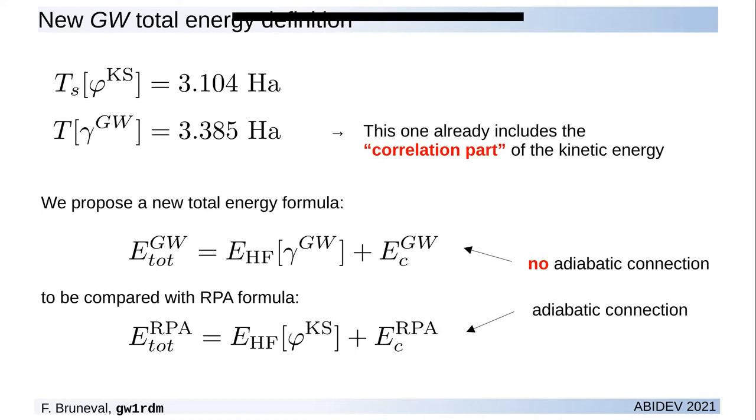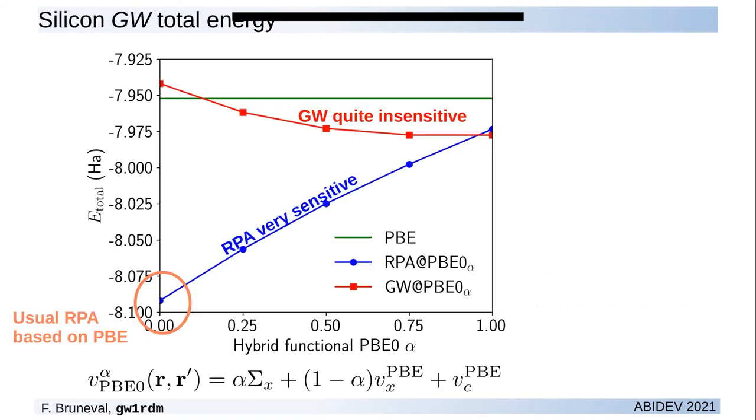And in the next slide, I compare the results we obtain for silicon again for these two functionals. So this is a one-shot calculation based on hybrid functionals where we tuned the alpha parameter. This is the content of exact exchange we have in the input density, or in the input Kohn-Sham calculation, sorry. And as you can see, the RPA functional, in blue, is very sensitive to the input wave function and eigenvalues, whereas the new GW energy is much less sensitive.